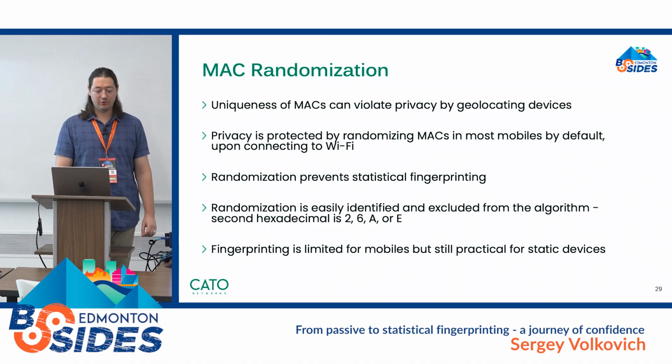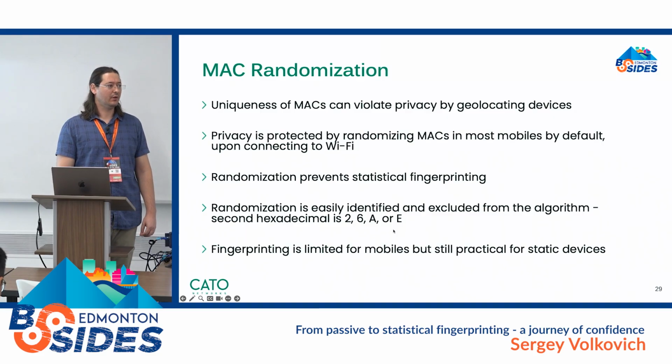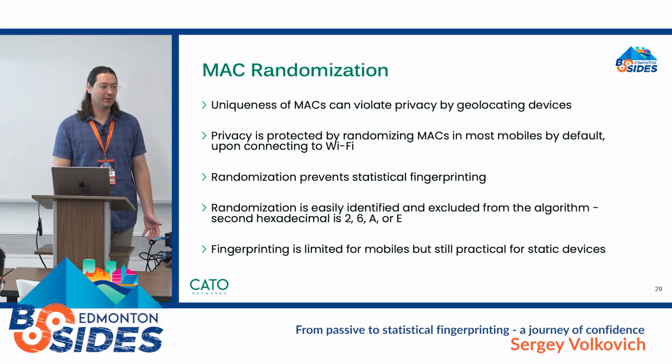The randomization ruins our plans. We can't use this for statistical fingerprinting, but it is very easily detected, and we just exclude it from our data set. The second hexadecimal digit gives it away. And although this looks like a big issue, and fingerprinting is limited for mobiles, it is still very practical for static devices.